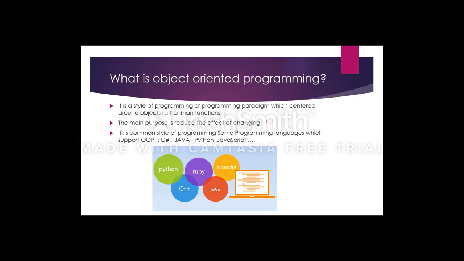Object-oriented programming is a style of programming, or a programming paradigm, which is centered around objects rather than functions. It is a very common style of programming, and lots of popular programming languages such as C#, Java, Python, and JavaScript use it. The main purpose of object-oriented programming is to reduce the effect of change, so that when one part of the program changes, it doesn't affect the other parts.